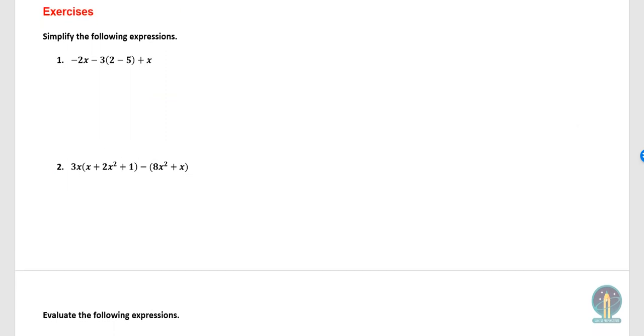Let's look at some exercises. Please pause the video, try to work on these, and come back for the solutions.